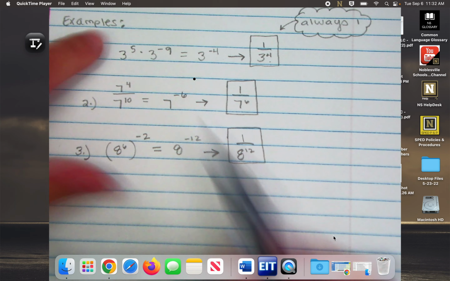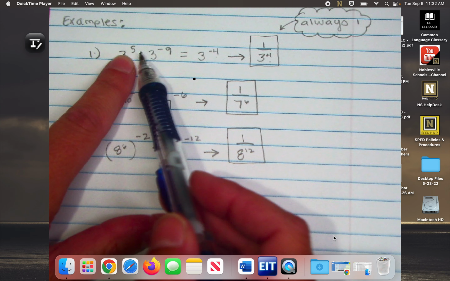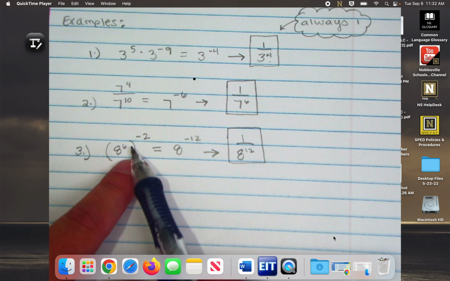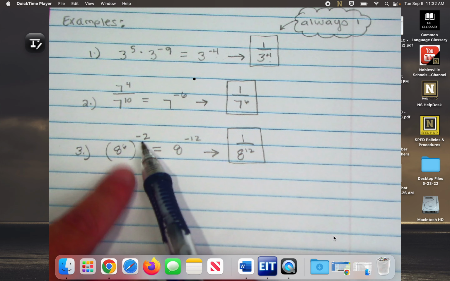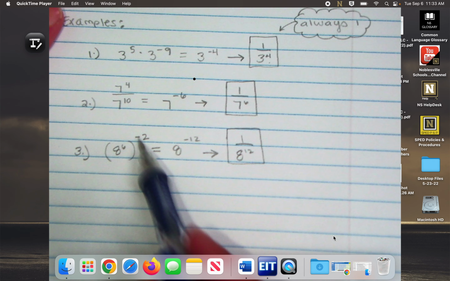So we added for the product rule, we subtracted for the quotient rule, and we multiplied for the power rule. I keep saying product. This is the power rule.